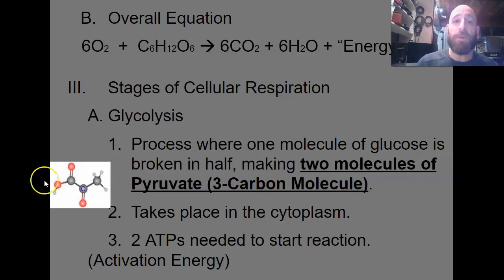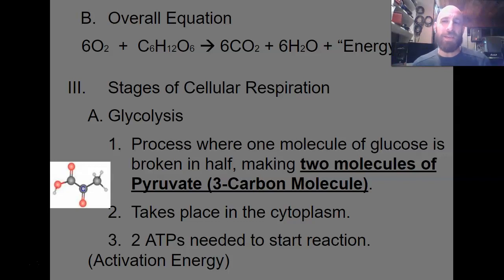So the first step here is called glycolysis, and in glycolysis, you get a molecule of glucose, which is made up of 6 carbons, and then you break that into 2 3-carbon molecules. So you're cutting it in half. And that actually happens in the cytoplasm outside of the mitochondria.